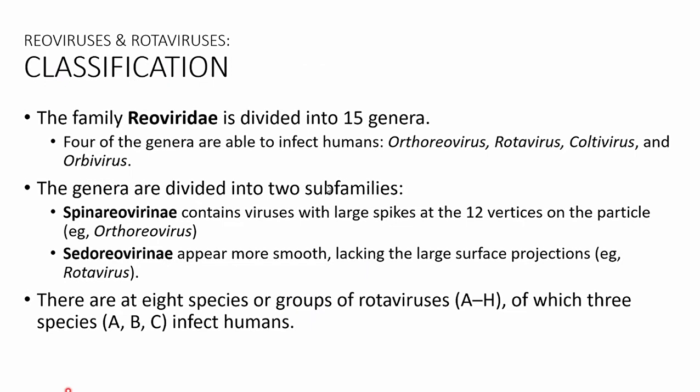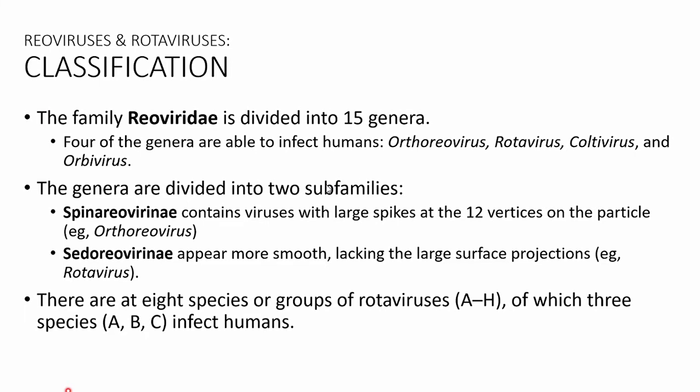For its classification, Reoviridae is divided into 15 genera, of which four are able to infect humans. So we have Orthoreo, Rota, Colti, and Orbi. The genera are also divided into two subfamilies, namely Spinareovirinae and Sedoreovirinae.